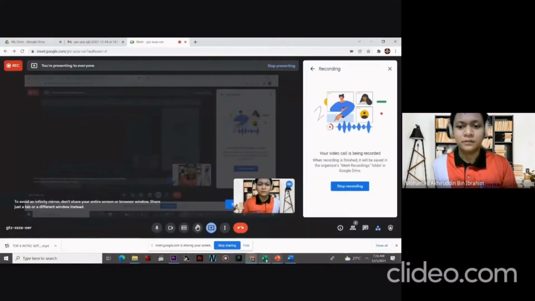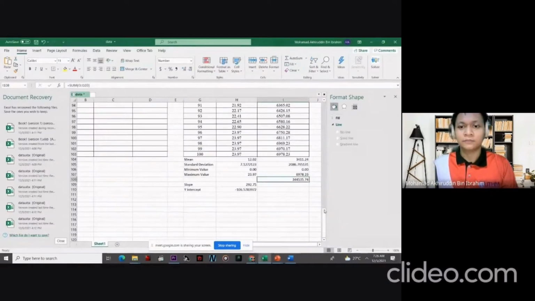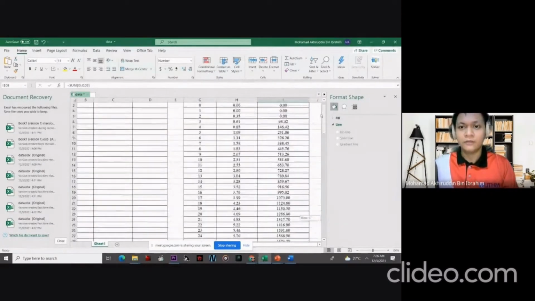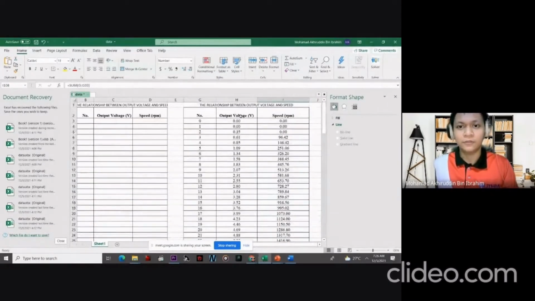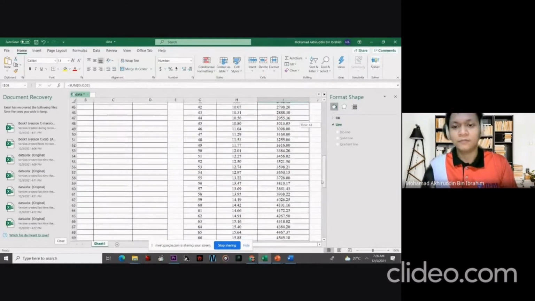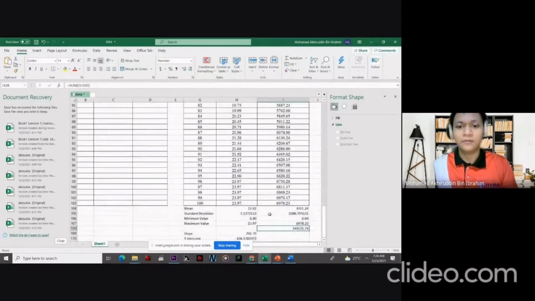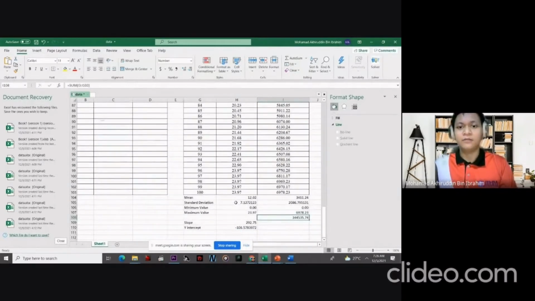So here is our simulation. Here is our 100 data for voltage output and speed in RPM, the independent and dependent variable. So right here we have already popped out our mean, standard deviation value, minimum value, and maximum value. And we also popped out the slope and y-intercept value. So then when we graph our regression line, we can see our y equation.